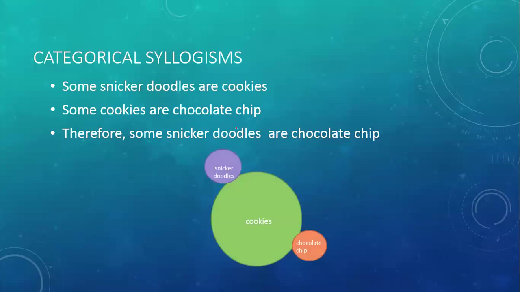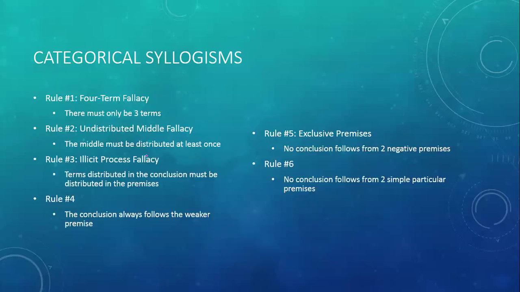All right. Now you can see snickerdoodles on this side, chocolate chips on this side. The problem here is that I have two some statements. I don't know enough about these to connect them. Another problem you might see here is that if I have two some statements, the middle term is never distributed. So this has already violated one thing. Because of these two some statements, you can't get anything out of it. So rule number 6: no conclusion follows from two simple particular premises. Simple particular premises are just the some premises.